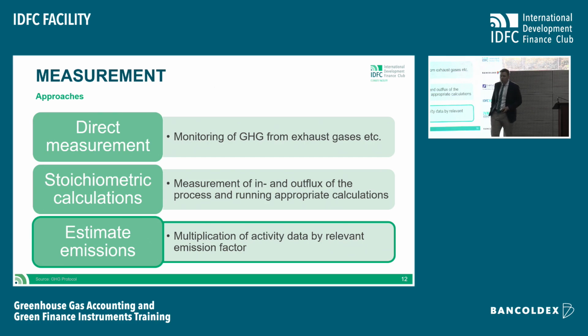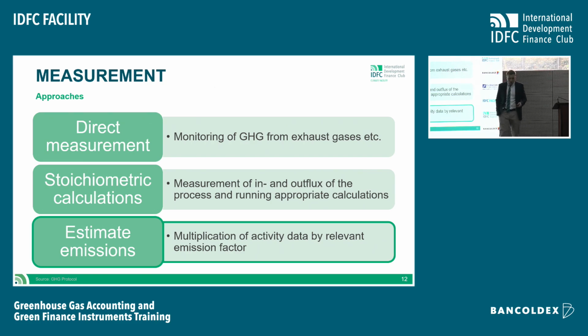And if you're providing finance to a big installation, you could possibly ask them, especially when it's concerning some fossil burning, chemical processes, and so on. It's possible to measure the greenhouse gases from the exhaust gases. Then stoichiometric calculation. So if we know how much coal we add to the boiler, we assume that the boiler has a certain efficiency, we can actually calculate how much CO2 was emitted, and this is also a good way to do that.